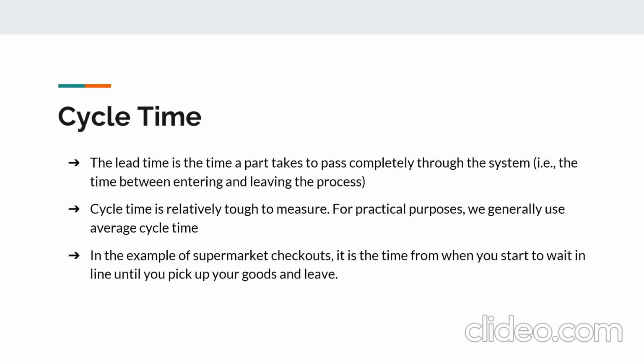Our final variable is the time a product spends in the system. This is also known as the cycle time or lead time. Generally, we do not measure this cycle time for every product. Instead, we use the average cycle time because this is of more importance to us. In our same supermarket example, the cycle time would be the time elapsed between joining the queue and leaving the supermarket.